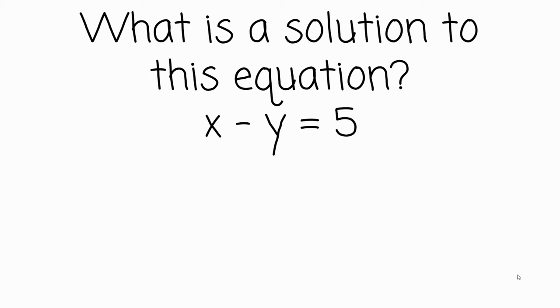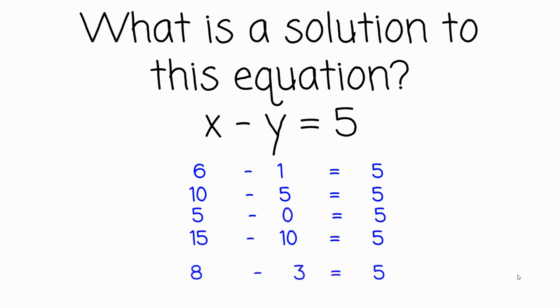Right now what's popping in my brain is 10 and 5. 10 minus 5 equals 5. So X could be 10, Y could be 5, and 10 minus 5 would be 5. And that's true, there are a lot of solutions to this equation. Look at all of these number combinations. 6 minus 1 is 5. 10 minus 5 is 5. 5 minus 0. 15 minus 10. 8 minus 3. And you know what? There's an infinite number of solutions to this equation.